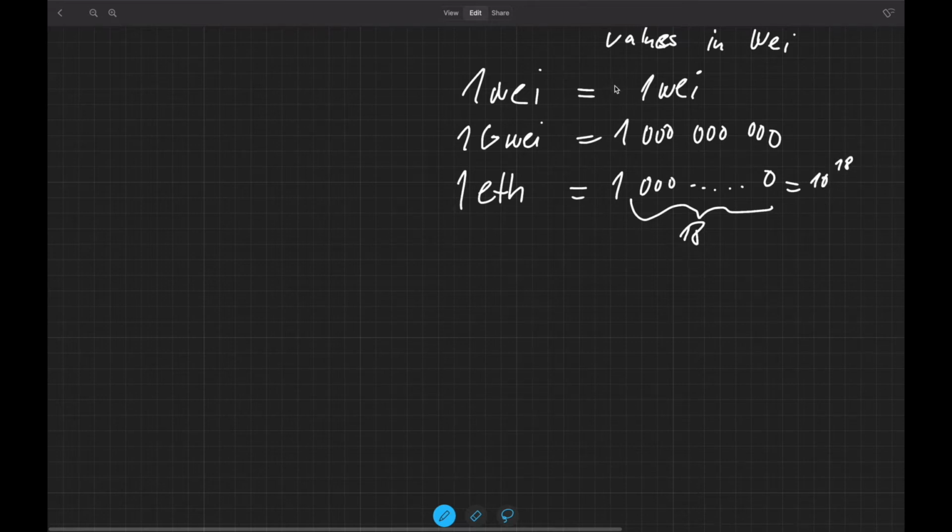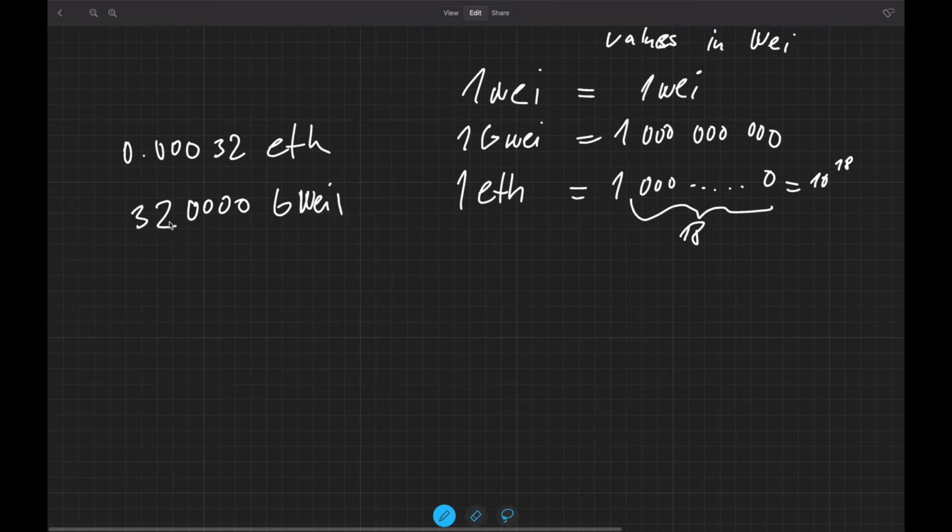So those are basically the denominations of ether, because transaction fees are usually very low. For example, a transaction fee can be something like 0.00032 ether. We are not saying the transaction costs 0.00032 ether, but rather we'll say the transaction costs, let's say, 320,000 gwei, rather than saying that we'll pay 0.00032.